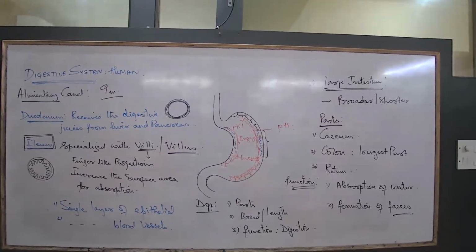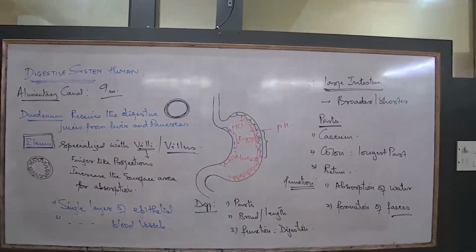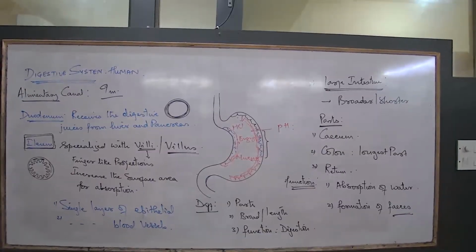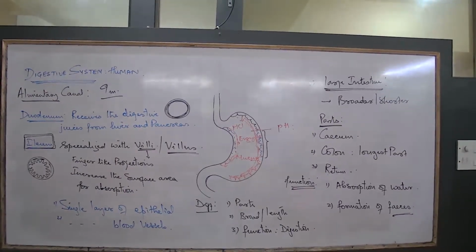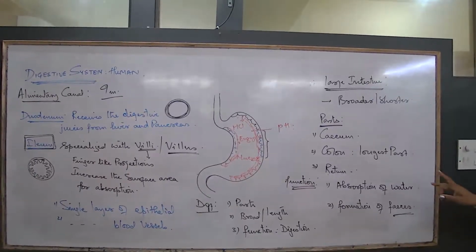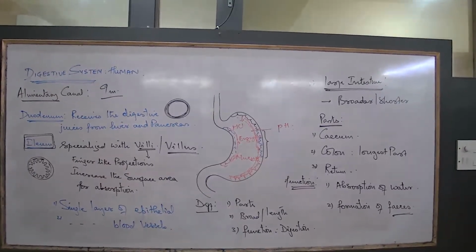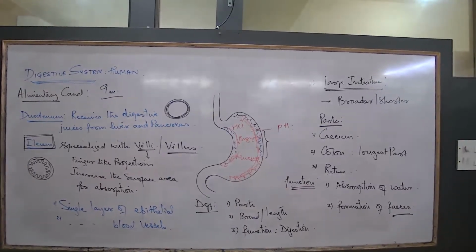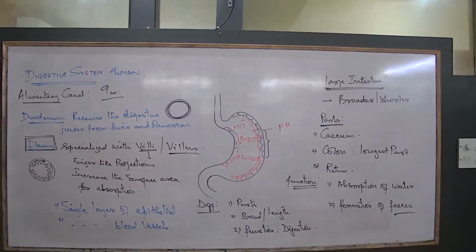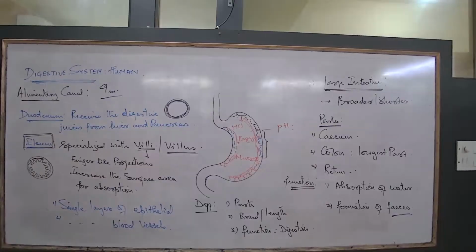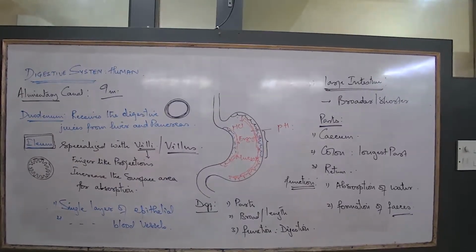Write. Rectum. Spelled RECTUM. Small intestine, write, consists of parts: duodenum, jejunum, ileum. Large intestine: cecum, colon, rectum.